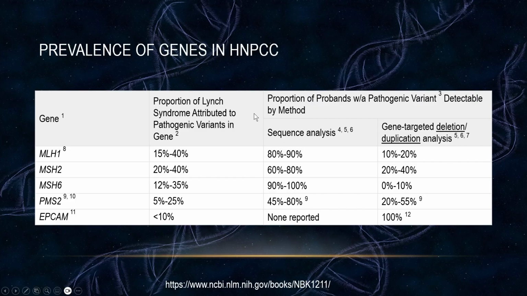So here are just some little stats and things. This one I did remember to cite. You can just see the breakdown of how many cases are associated with each gene. And I think I have another slide on the EpCAM later. And then which will be detected by sequencing analysis and which have larger alterations that could be missed on sequencing.